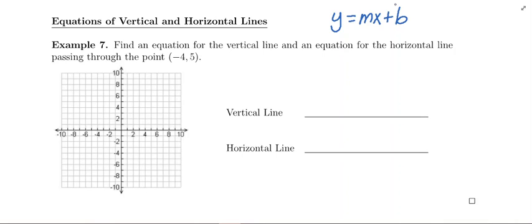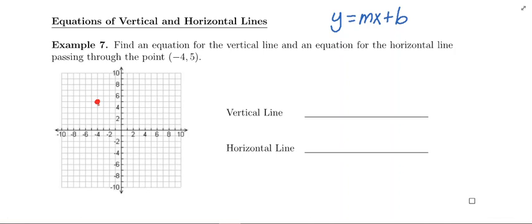The instructions in example 7 say, find an equation for the vertical line and an equation for the horizontal line passing through the point -4, 5. The first thing I'm going to do is plot this point. So we are interested in -4, 5, which is right here. We're going to draw a vertical line through this point as well as a horizontal line, and we're going to write down the equation of both lines.